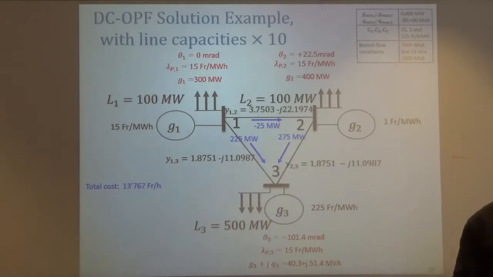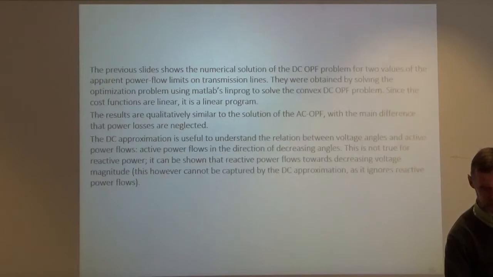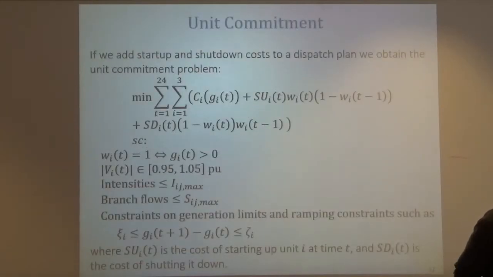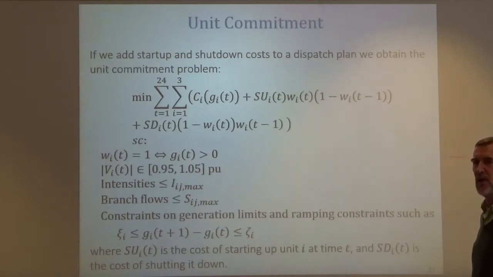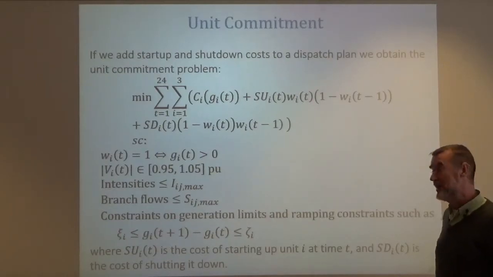Well, this is our first class of approximations, the DC approximation. As I mentioned, it's used a lot as a first approximation to solve hard problems. A hard problem that transmission grid operators have is the unit commitment problem.